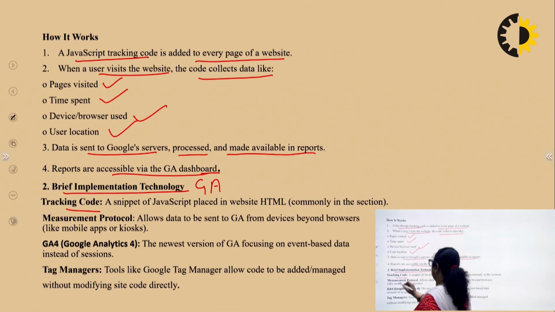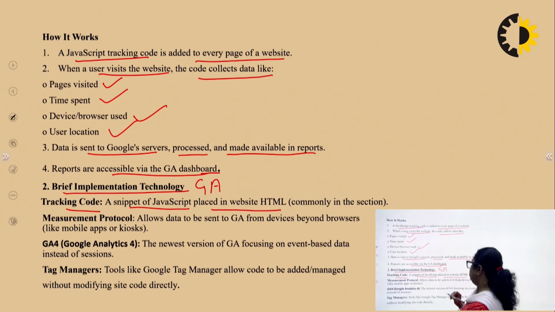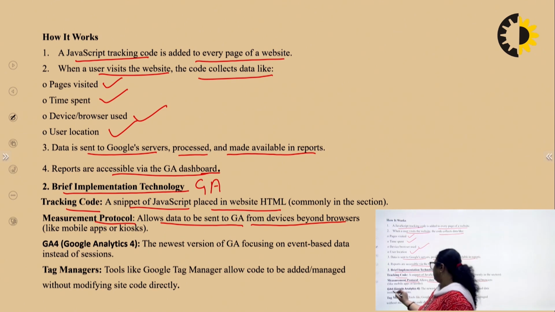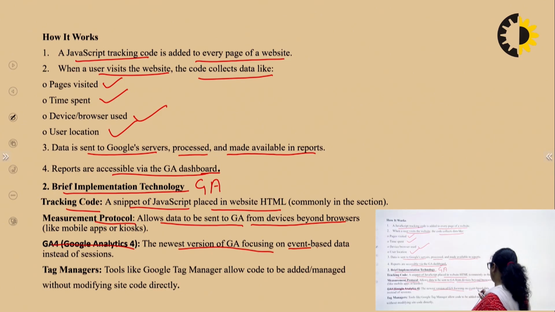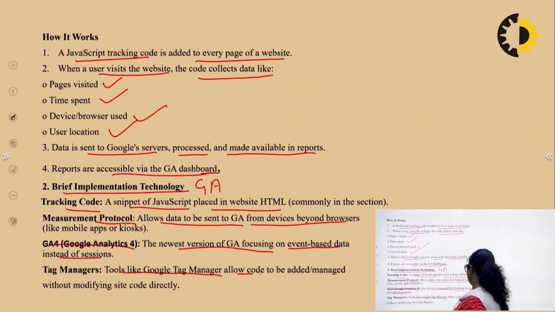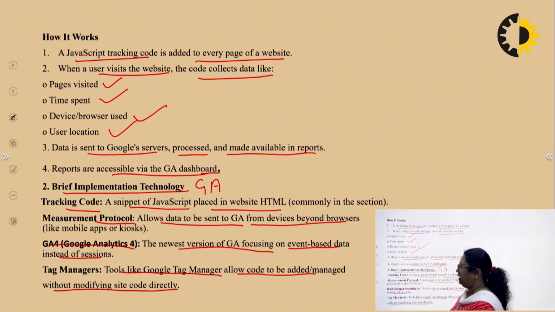Now a brief implementation of Google Analytics. We have a tracking code, which is a snippet of JavaScript placed in the website HTML. The Measurement Protocol allows data to be sent to Google Analytics from devices beyond browsers. Google Analytics 4, the newest version of Google Analytics, focuses on event-based data instead of sessions. Tools like Google Tag Manager allow code to be added and managed without modifying the site code directly.